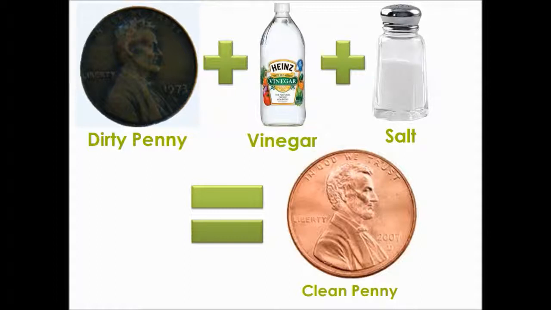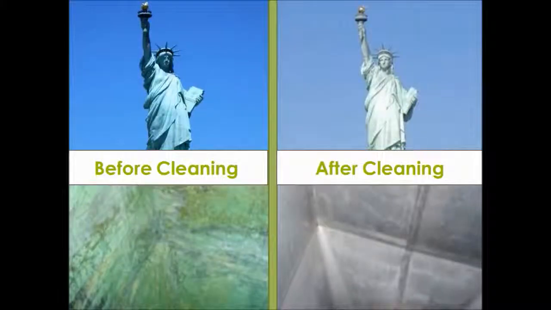Then the vinegar and salt react to form hydrogen chloride, which is a powerful acid. This acid then reacts with the copper oxide on the outside of the penny to remove it, and the result is a shiny new-looking penny. Where can we see this kind of chemical change on a large scale? The Statue of Liberty is made of copper and it has become green over time due to copper oxide. In order to clean the statue, workers used the same type of reaction you did with the pennies.